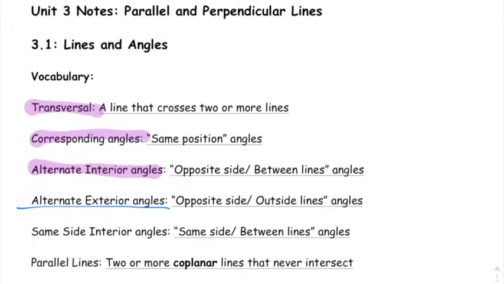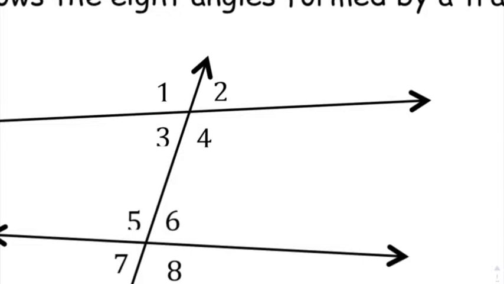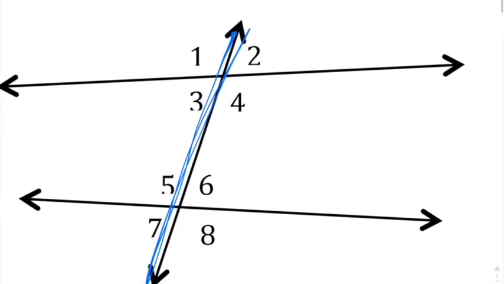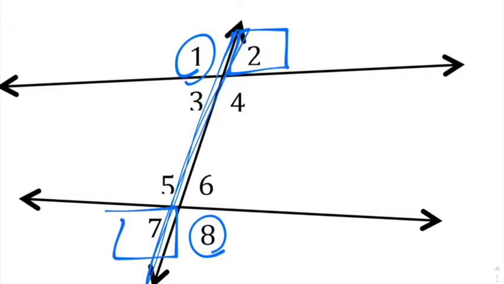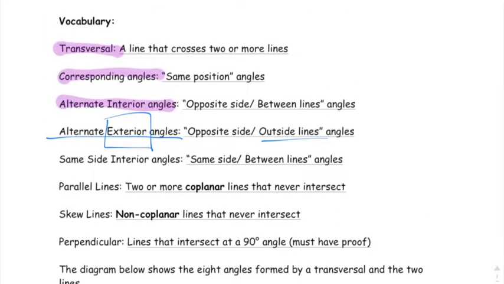Alright, next you have alternate exterior angles, very similar. You want alternate sides of your transversal, but since they're exterior, you want them on the outside. Alright, so all of your exterior angles, if you look here, you got 1, 2, 7, 8. Those are all the angles on the outside of your two lines. And then you want alternate sides of your transversal. So an example of that, you could say 1 and 8. Those are opposite sides of that transversal and on the outside. Another one you could do is angle 2 and angle 7 right there. So those are examples of alternate exterior angles.